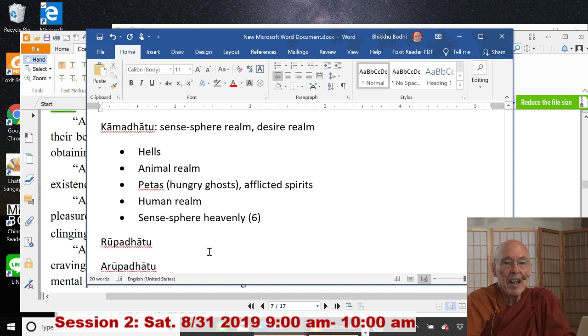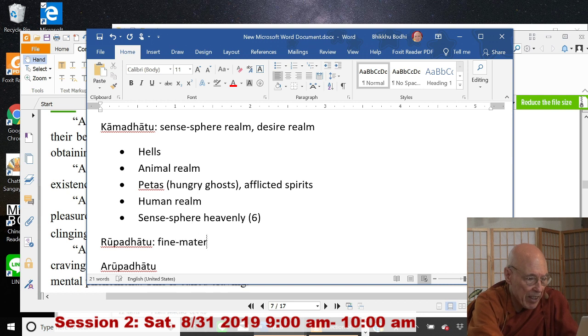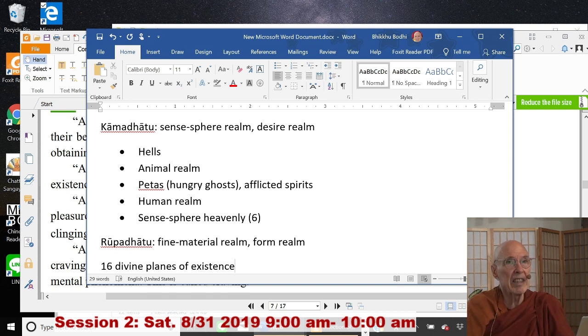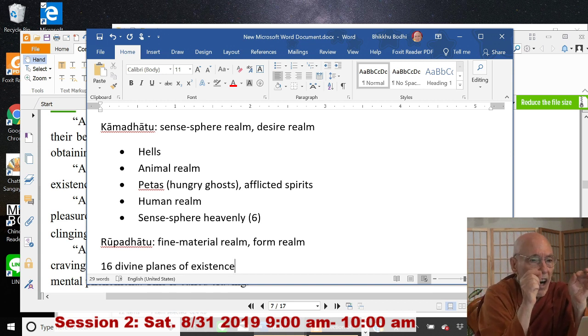Okay, but then above and beyond the sense sphere realm, there's another realm called the rupa dhatu, which we sometimes translate the fine material realm or the form realm. And this is a realm that's something like 16 divine planes of existence. 3, 3, 3, 9. I don't remember the exact number, but these are the realms that correspond to the 4 jhanas.